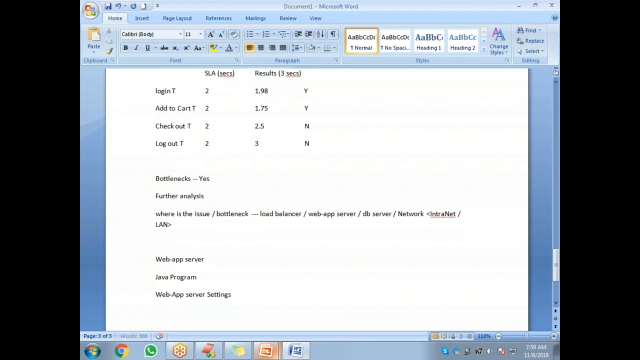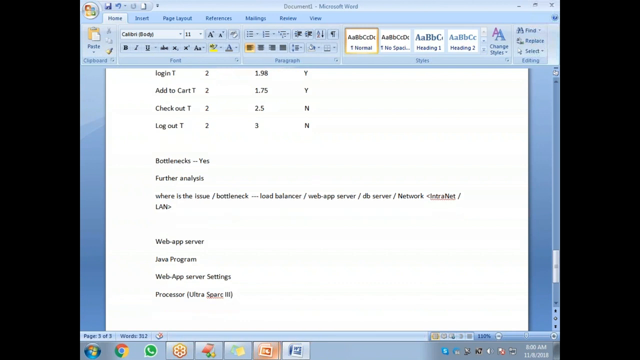Or is it a problem with the processor? The processor is not able to take the load. The Ultra SPARC processor that you are using is not powerful enough and is not able to take the load. That could be the problem. Or the memory, meaning RAM, right? The 16 GB memory which you have is not good enough, so maybe you have to increase it to 32 GB. There could be different problems because of which the response times are high. So not only do we need to figure out where the issue is, you have to pinpoint where the issue is.